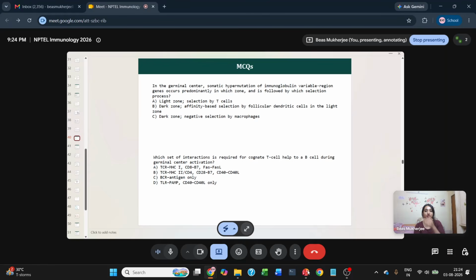So now we have two MCQs here on the germinal center. Somatic hypermutation of immunoglobulin variable region genes occurs predominantly in which zone and is followed by which selection process? The options are: light zone, selection by T cells; dark zone, affinity based selection by follicular dendritic cell in the light zone; then we have dark zone, negative selection by macrophage. Okay, so somatic hypermutation happens in the dark zone, and affinity based selection by follicular dendritic cell in the light zone is what happens.